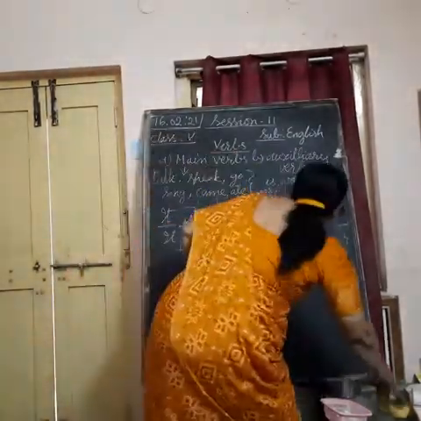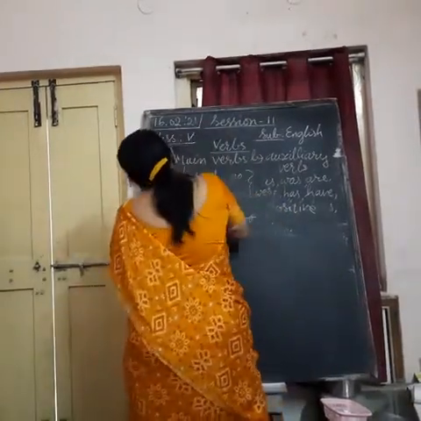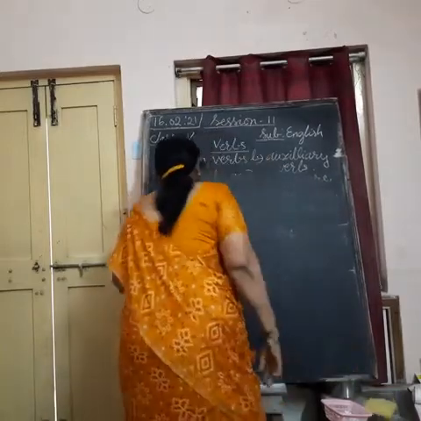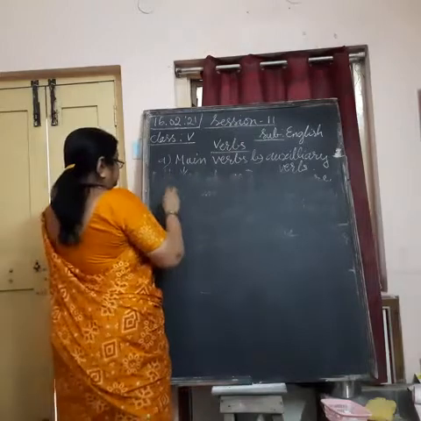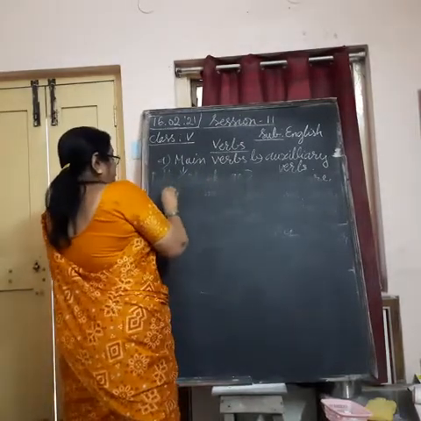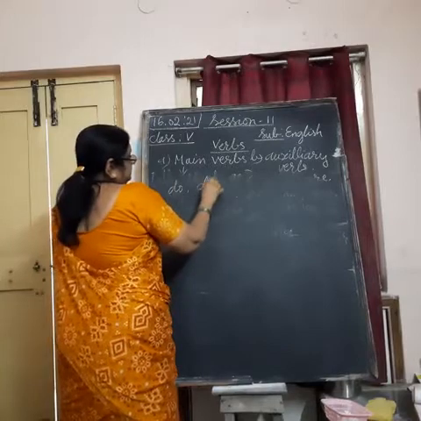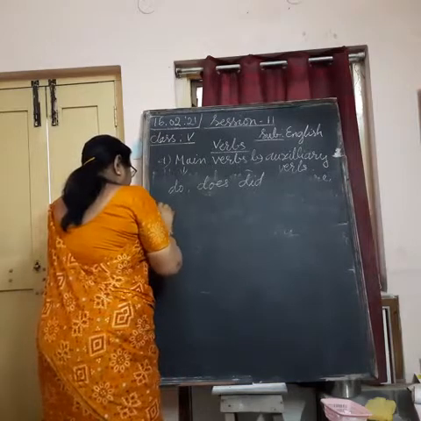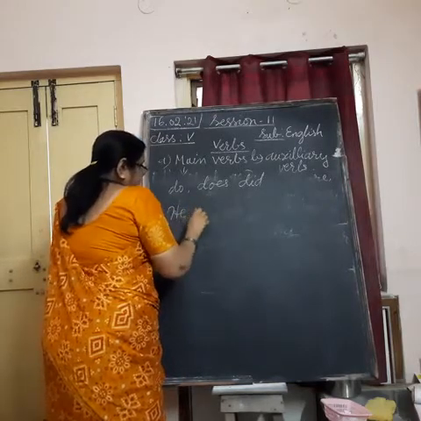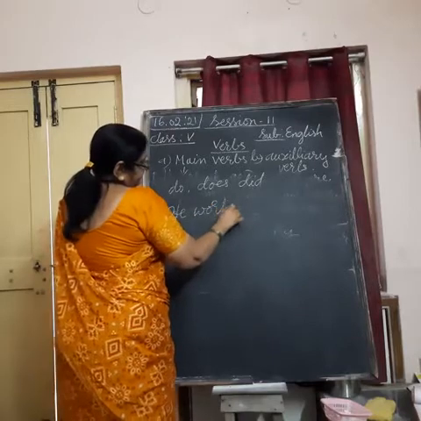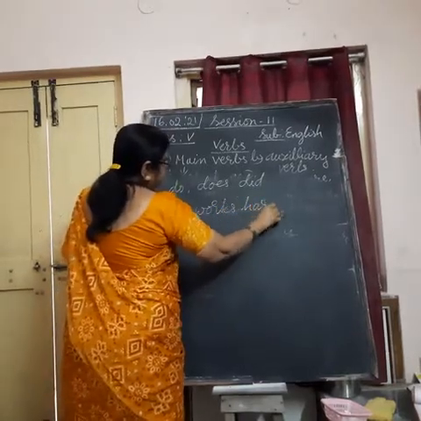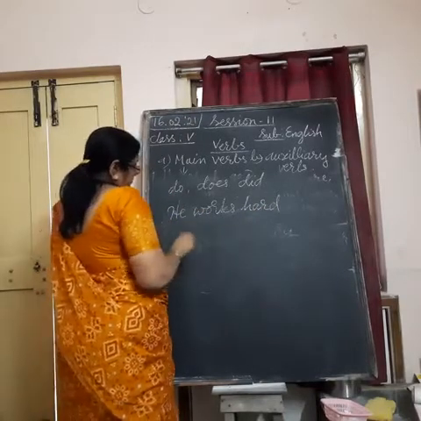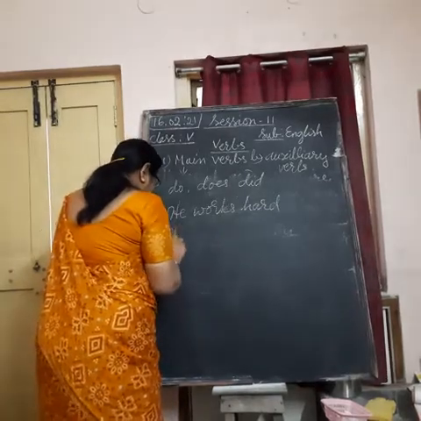And one more thing to tell: when to use the do family verbs for negatives. Do family verbs and have, has family verbs. Do, does, did. When to use? "He works hard." It is one sentence. "They sing a song."